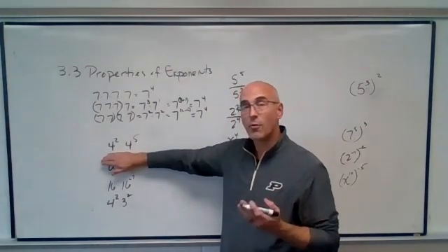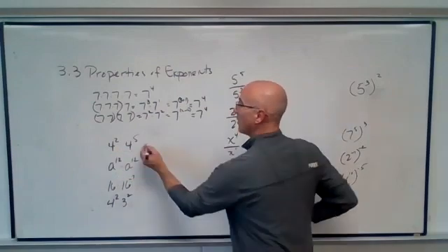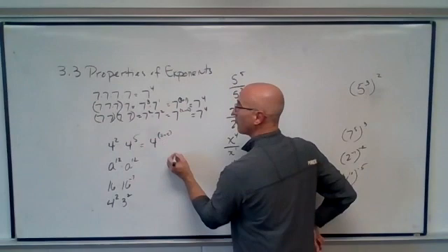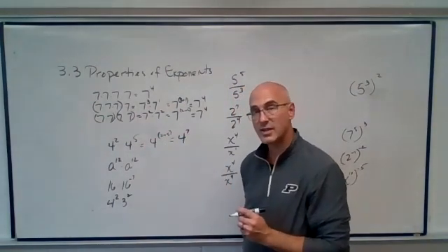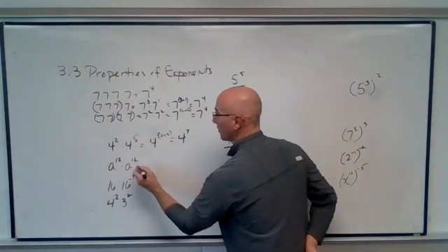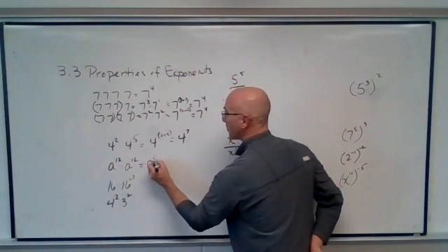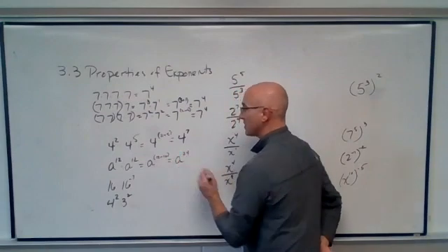So here we have 4 to the 2nd times 4 to the 5th. That is 4 to the 2 plus 5th power, which is the same as 4 to the 7th power. We can do the same thing with variables. A is our base, so we can add our exponents together. 12 plus 12, which is a to the 24th power.